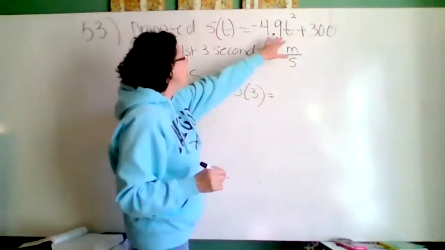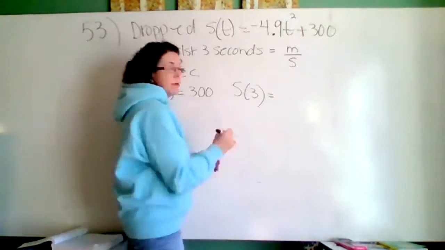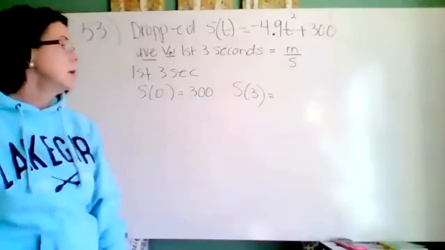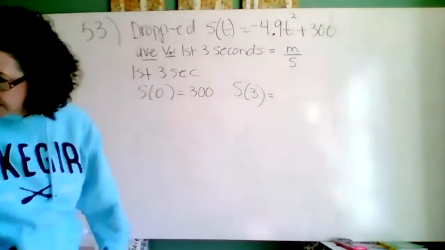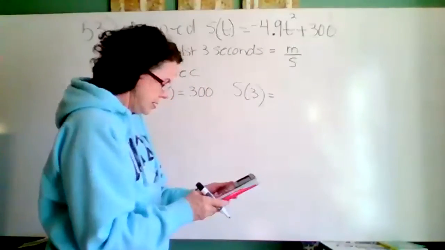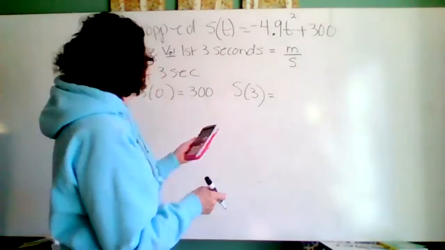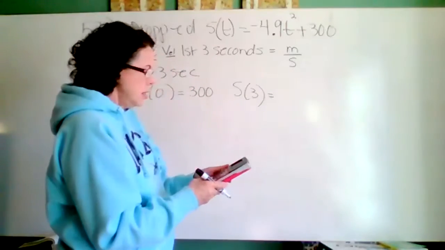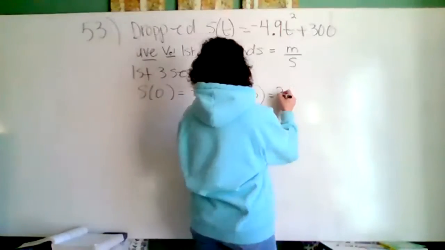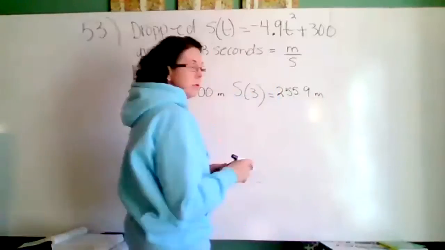So when we put a 0 in, obviously we get 300 out because at 0 seconds, they said that it was up at 300 before it was dropped. And then at S of 3, I think I'm going to need my calculator. I'm going to put a 3 in right here. So that's negative 4.9 times, when I put a 3, 9, and then I'm going to add that to 300, 255.9. Now, notice these are meters, right?